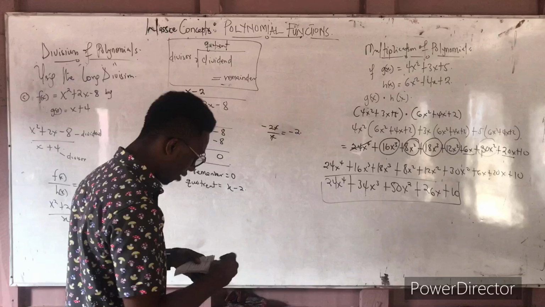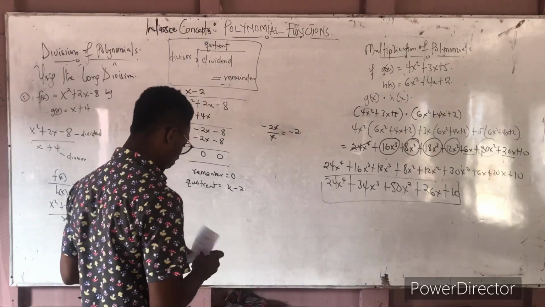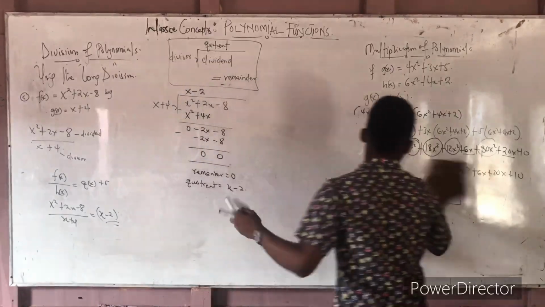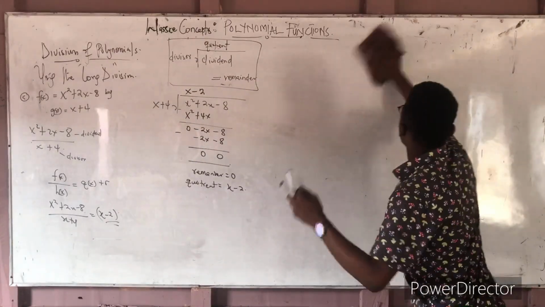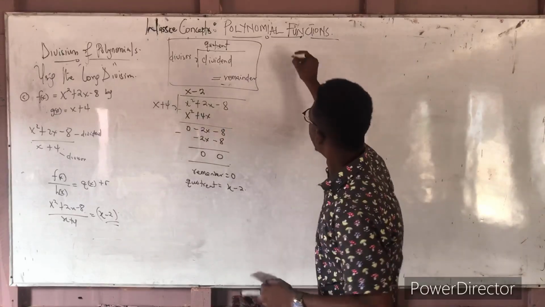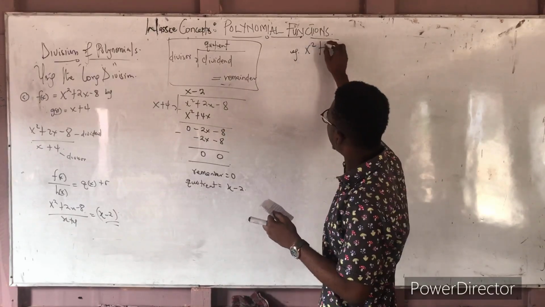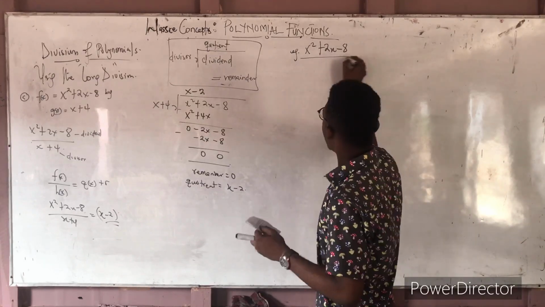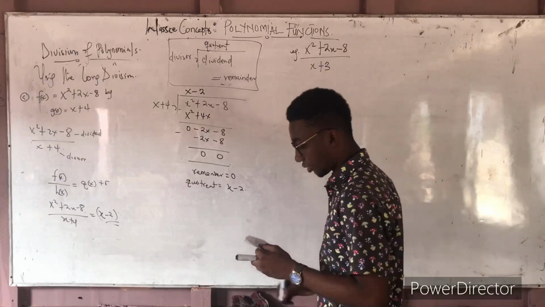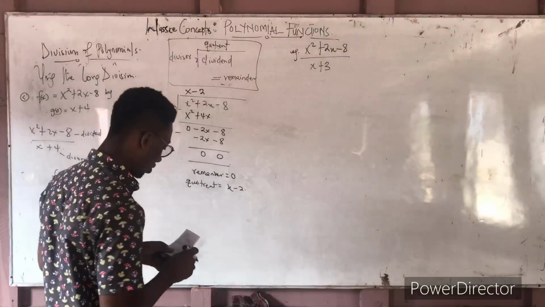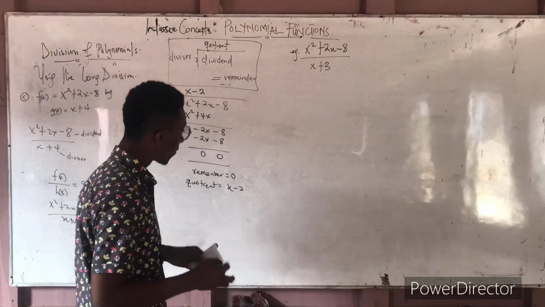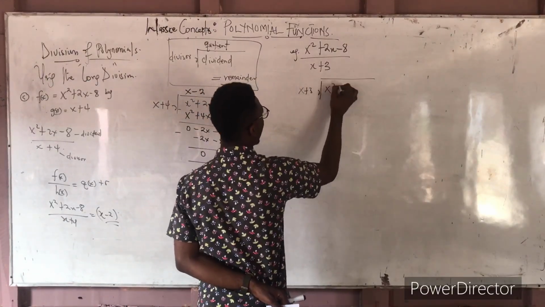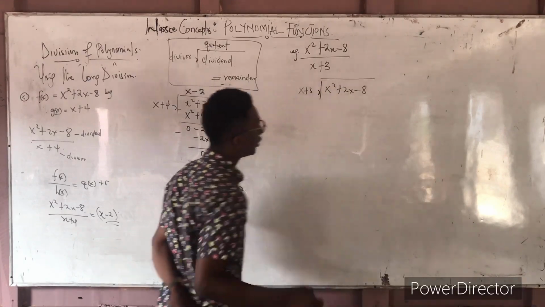Let's take one last example under the long division method. Okay. And then it is x squared plus 2x minus 8 all divided by x plus 3. Okay. So this is it. And how do you go about this? The divisor x plus 3, the dividend x squared plus 2x minus 8. So watch here very carefully.